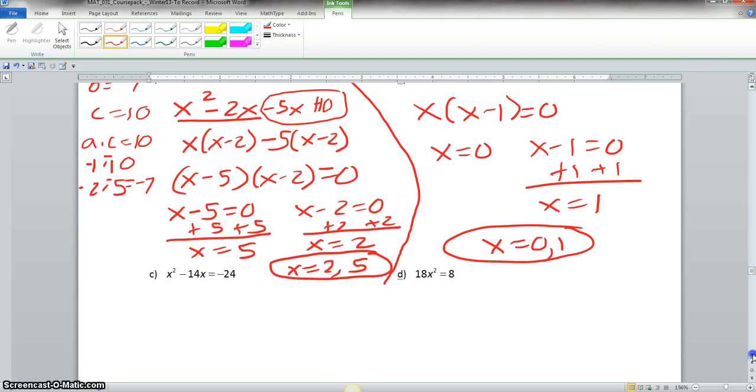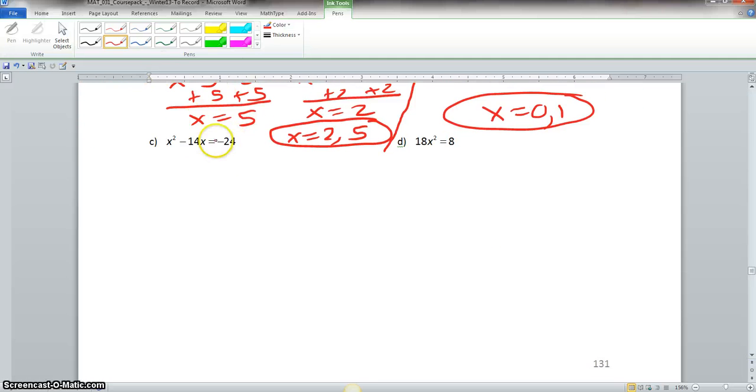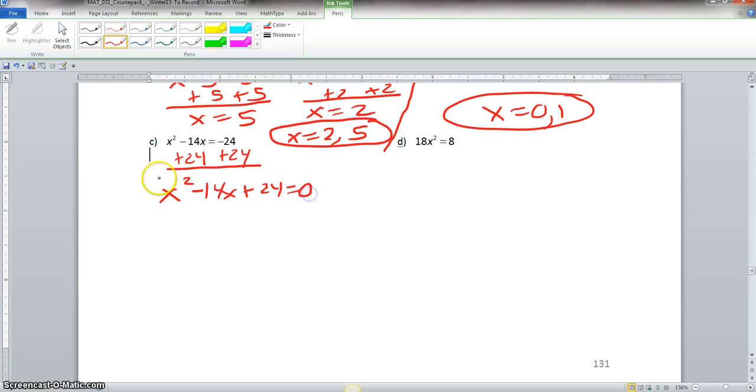Now we scroll down here to C. Now with C, if you notice here, this is not set equal to 0. So the first thing we have to do is make sure this is equal to 0. And we would do that by adding 24 to both sides of the equation. So we would have x squared minus 14x plus 24 equals 0.